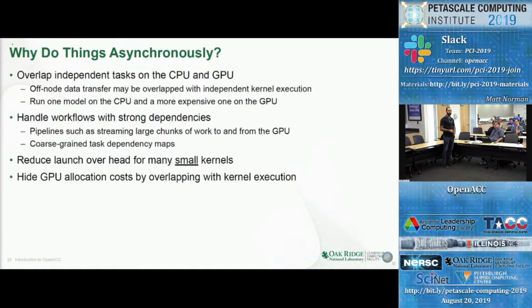So why would you want to do things asynchronously? The number one reason is to overlap independent tasks. If you have some chunk of work that would not thread very well on a GPU, and it can be done completely in parallel with GPU work, you can use the asynchronous clause in OpenACC, which is just async. This is just like streams in CUDA, essentially, and the way they implement it under the hood is streams.